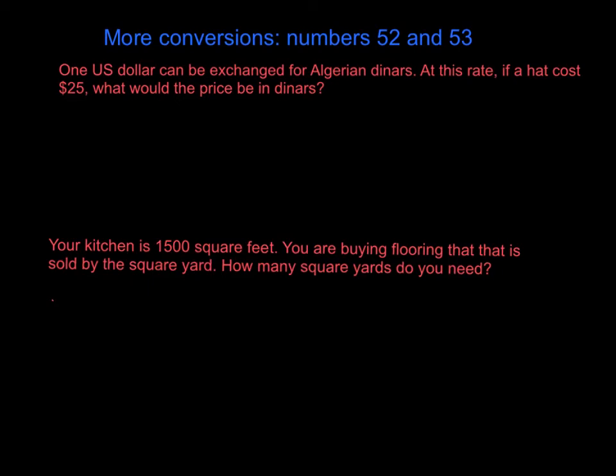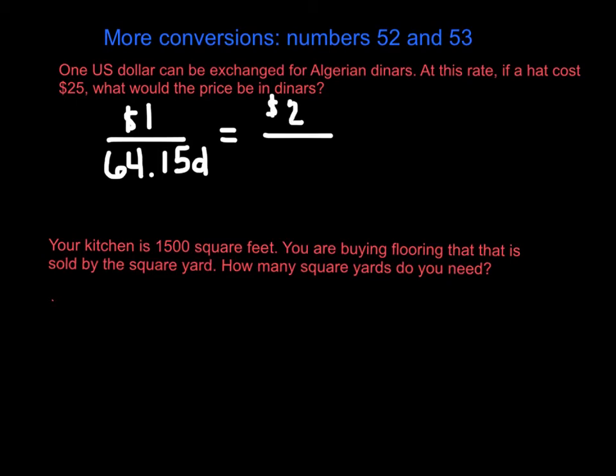And there was a typo on that review. Sorry about that. It shouldn't say rupees. It should say dinars. So you can set this up a number of ways, but I do know that $1 US is equivalent, or the same thing, to 64.15 dinars. Well, I know that the hat costs $25. So remember just to set it up where your matching pieces of information are either vertical or horizontal to each other, and then you're just solving for this unknown right here.